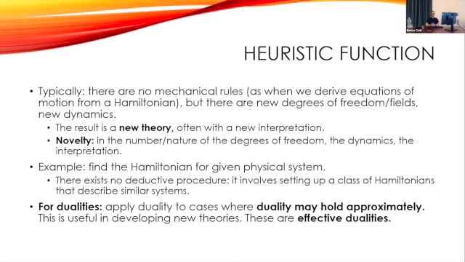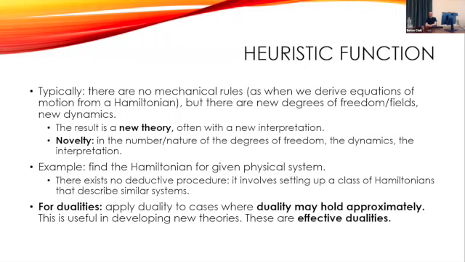Now that contrasts with the heuristic function, where typically there are no mechanical rules or not even mathematical rules, but where we do need to add new physical things, like new degrees of freedom, new fields, new dynamics. So the result here is really a new theory, often also with a new interpretation. And in fact, I will also claim that the idea of interpretation is quite important here to find a new theory. So the novelty is in the number and the nature of degrees of freedom, in the dynamics, and in the interpretation. So there's quite some novelty involved.